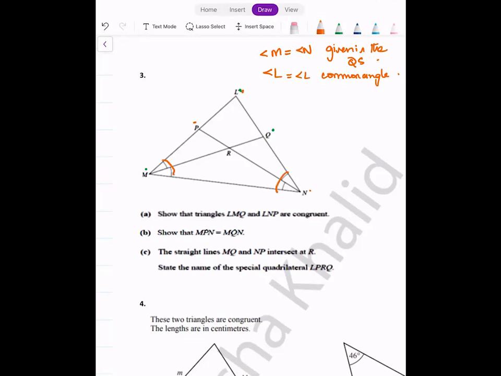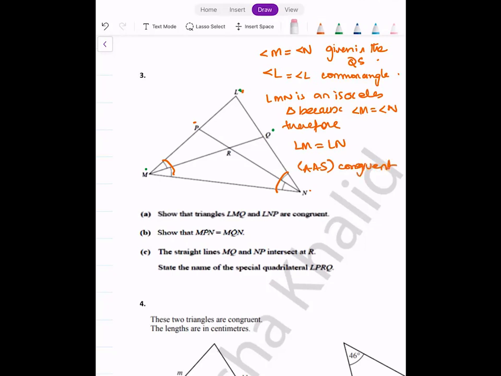So this makes LMN an isosceles triangle because angle M is equal to angle N. Therefore, LM is equal to LN. The sides, these are equal. So according to the AAS property, they're congruent.